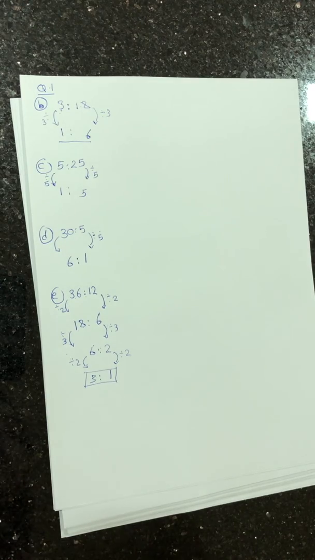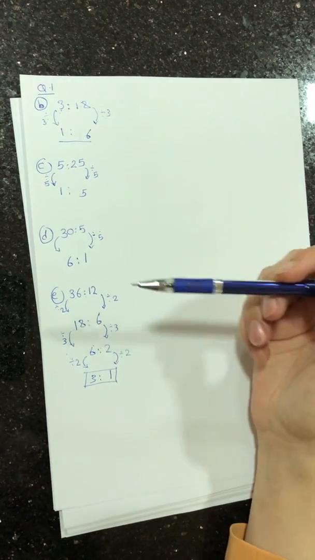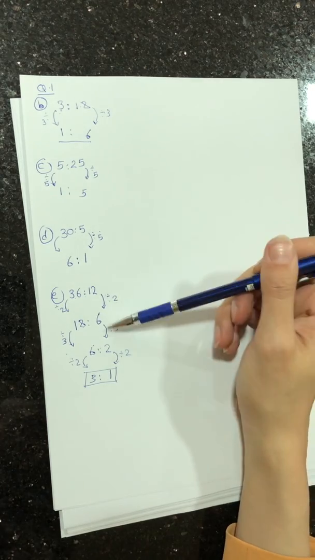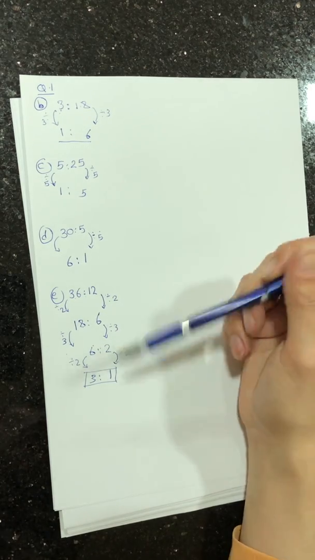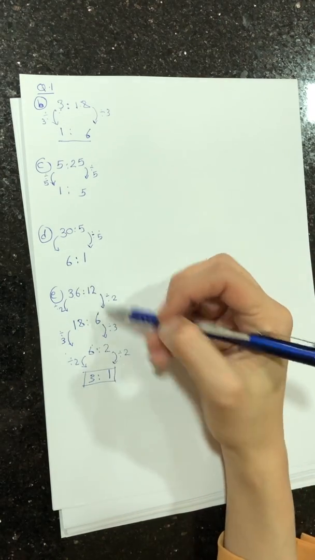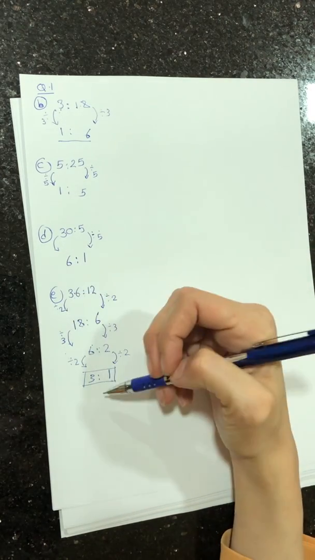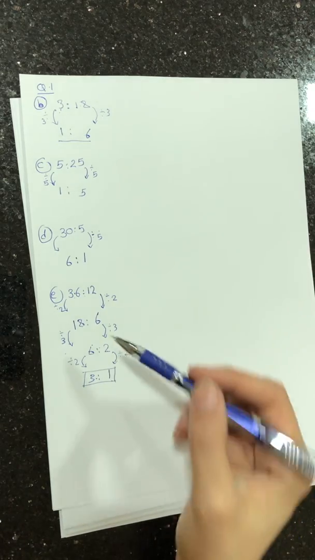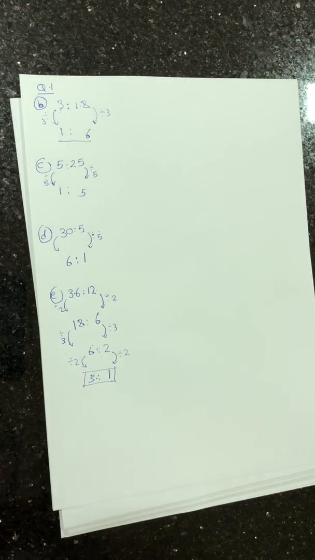Of course, if from the beginning you didn't want to divide by 2, then divide by 3, then divide by 2, you can just say divided by 12, give me 1. 36 divided by 12 will give me 3. You can divide by 12 all at once.